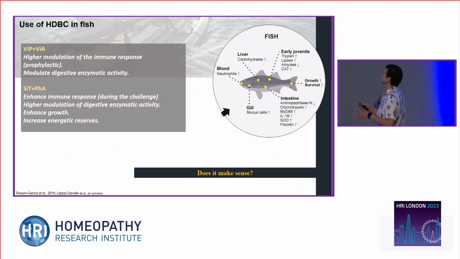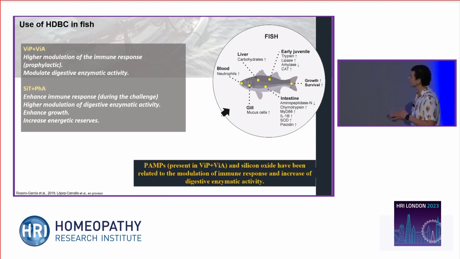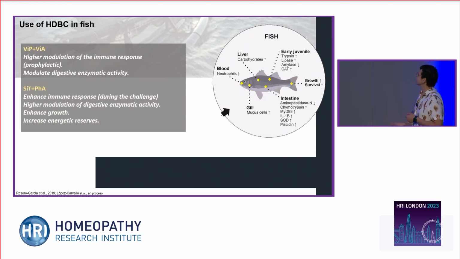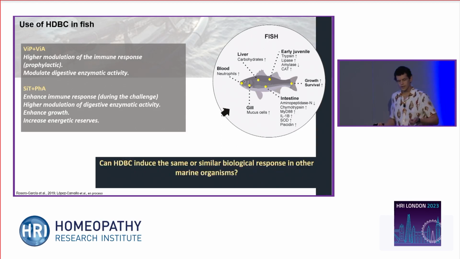Well, these compounds have been related in some way, in low doses, to activation of immune response because of the interaction with receptors of the cells that are present in fish or other organisms. So the question here is, can highly diluted bioactive compounds or homeopathic medicine induce the same or similar biological response in other marine organisms? And the answer is, yes, they do. So this is really interesting because we are not only replicating the same results in just one organism, but it can be replicated in different organisms. And we are talking about an invertebrate.